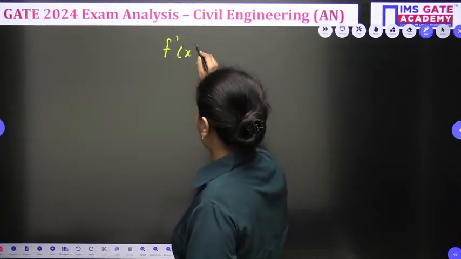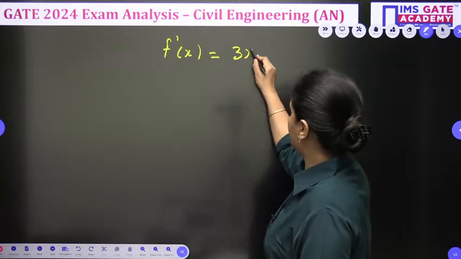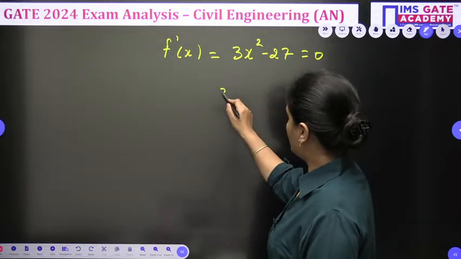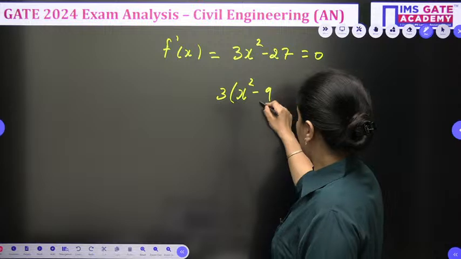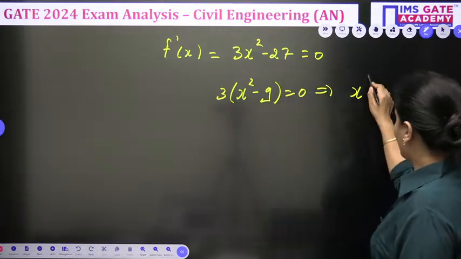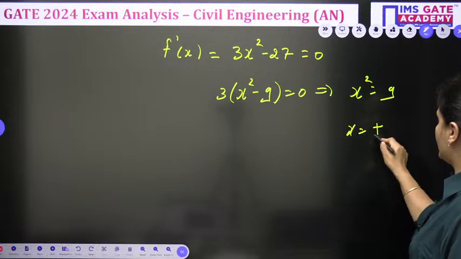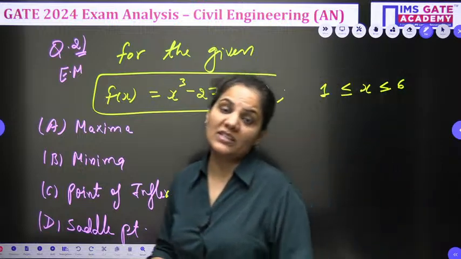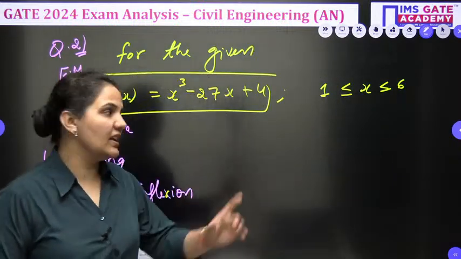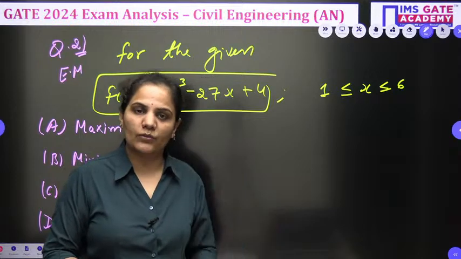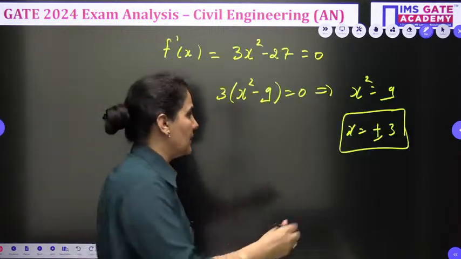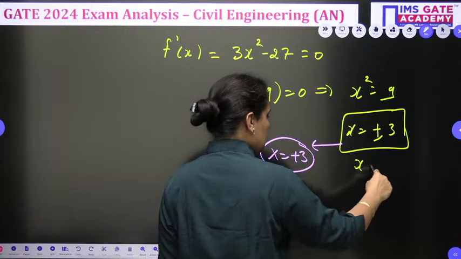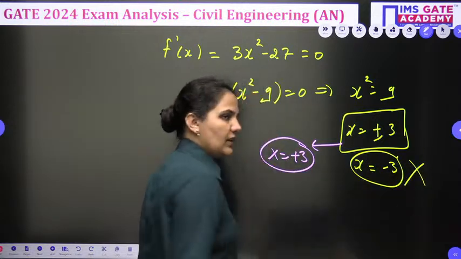Let's go for the f dash x. When you go for the f dash x, it will be 3x square minus 27, right? And you need to put it 0. So when you put it 0, it will be x square minus 9 equals 0. It gives you x square equals 9, meaning the value of x will be plus minus 3. The range is given to us specifically, and the range is 1 to 6 only. So minus 3 is out of the range. So I will talk about x equals plus 3 only, because minus 3 does not exist in this case.